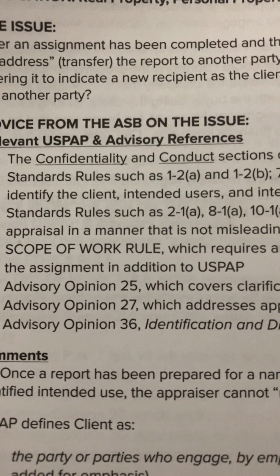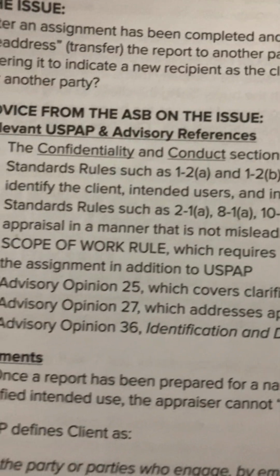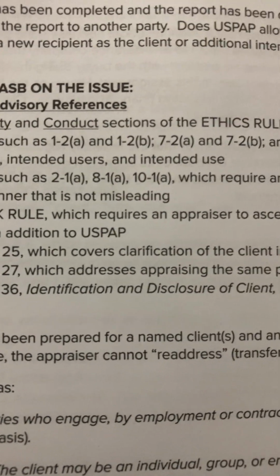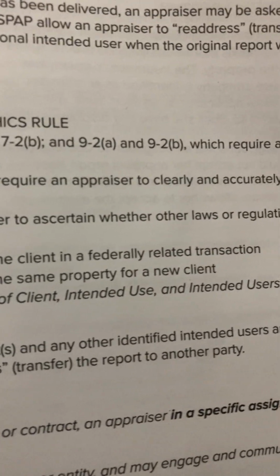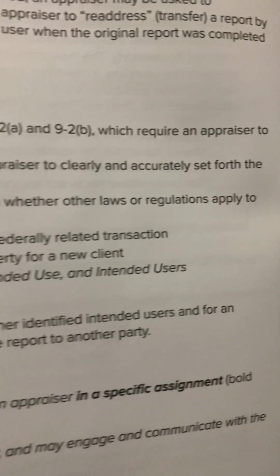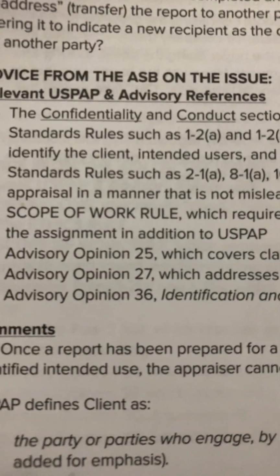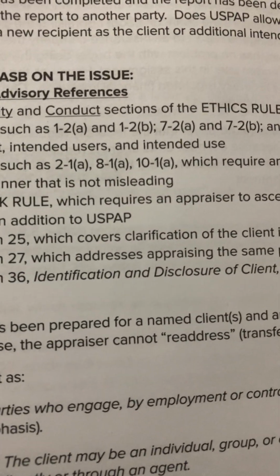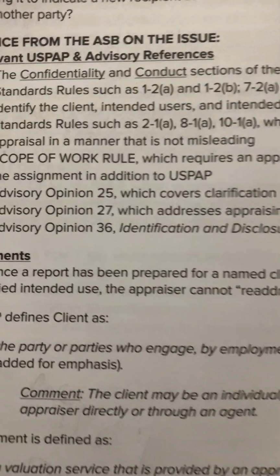Relevant USPAP and advisory references. The confidentiality and conduct sections of the Ethics Rule. Standards Rules such as 1-2A and 1-2B, 7-2A and 7-2B, and 9-2A and 9-2B, which require an appraiser to identify the client, intended users, and intended use. Standards Rules such as 2-1A, 8-1A, 10-1A, which require an appraiser to clearly and accurately set forth the appraisal in a manner that is not misleading.